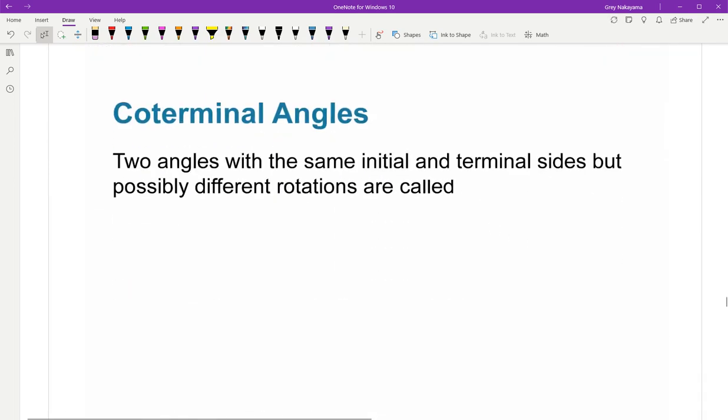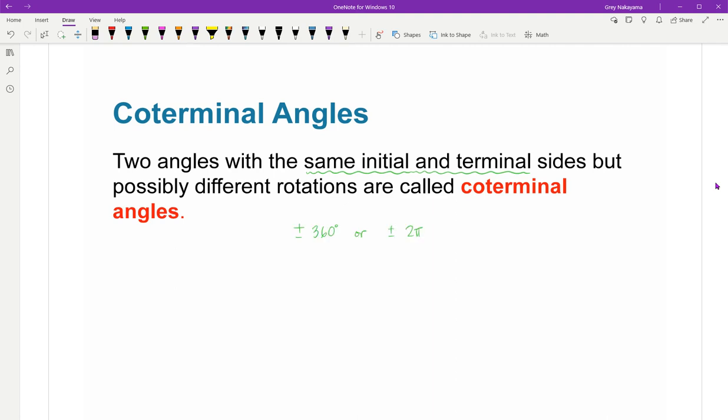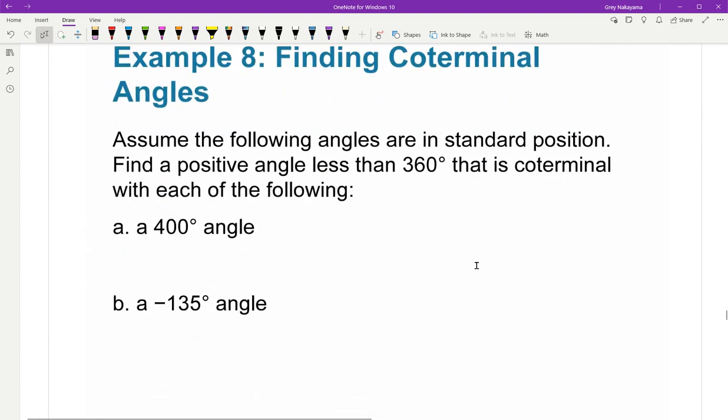All right, coterminal angles. Coterminal angles are two angles that share a terminal. They have the same initial and the same terminal sides. That's what coterminal angles are. They always differ by 360 degrees or 2 pi radians. So if you need to find coterminal angles, you're just going to add or subtract 360 or add or subtract 2 pi, depending on what the problem is.